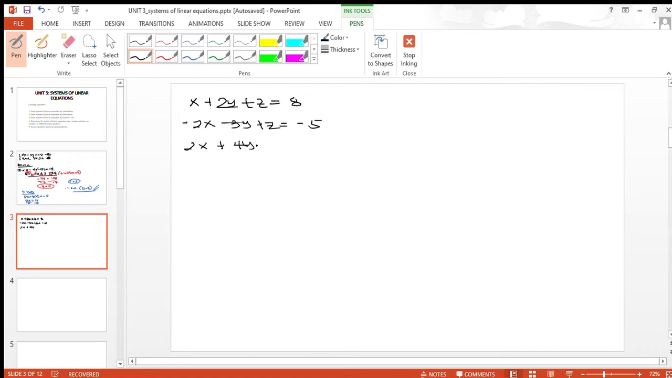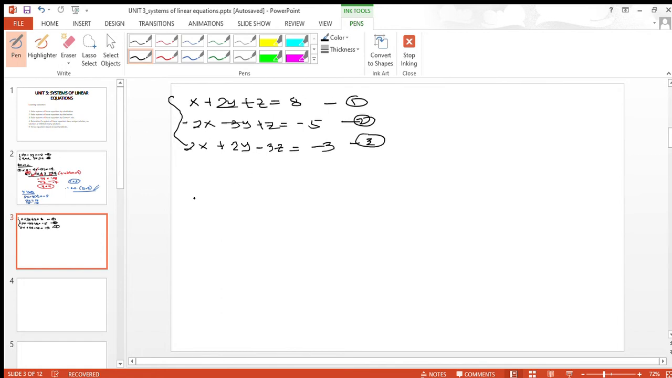or forgive me, that should be 2x plus 2y minus 3z equals minus 3. So that's our system. Let's call these equation 1, equation 2, equation 3.